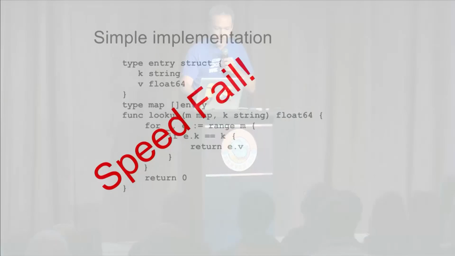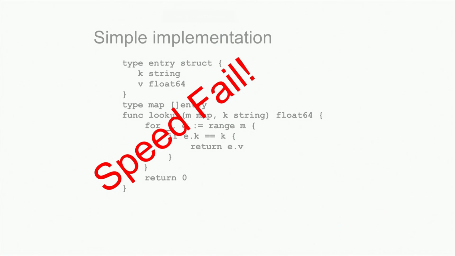So this will work. The problem is it's going to be slow if there's lots of entries in the map. The bigger the map gets, the longer it's going to take to find a stock we're looking for on average. So this is a speed fail. If we're going to have a high-frequency trading bot, it's got to be able to trade at high frequency. This is going to take too long. All the other high-frequency bots that are out there are going to beat ours to the punch. So what do we do about this?